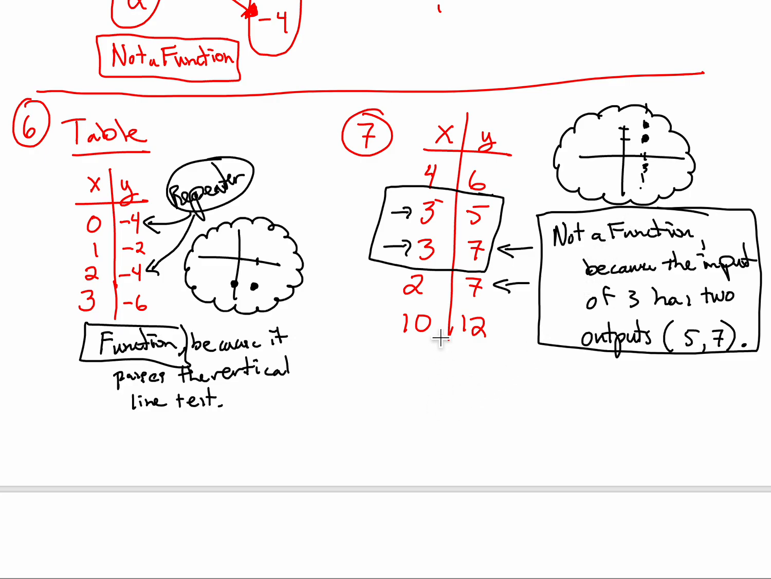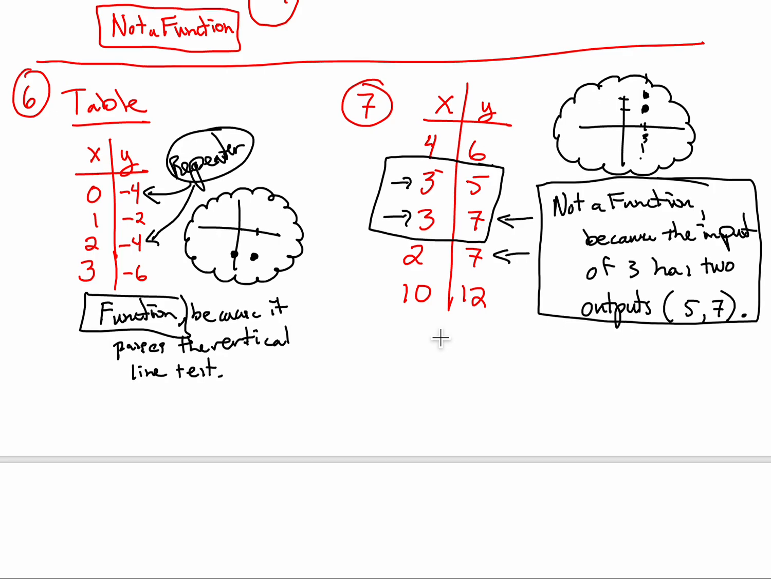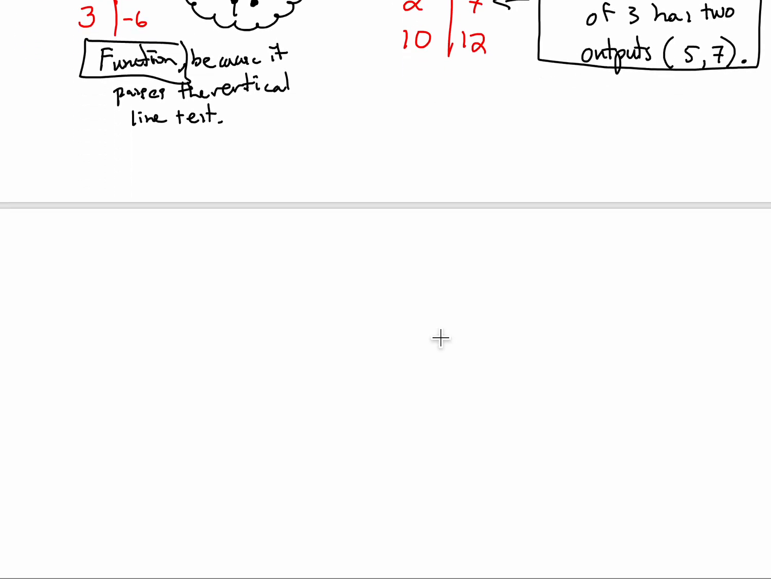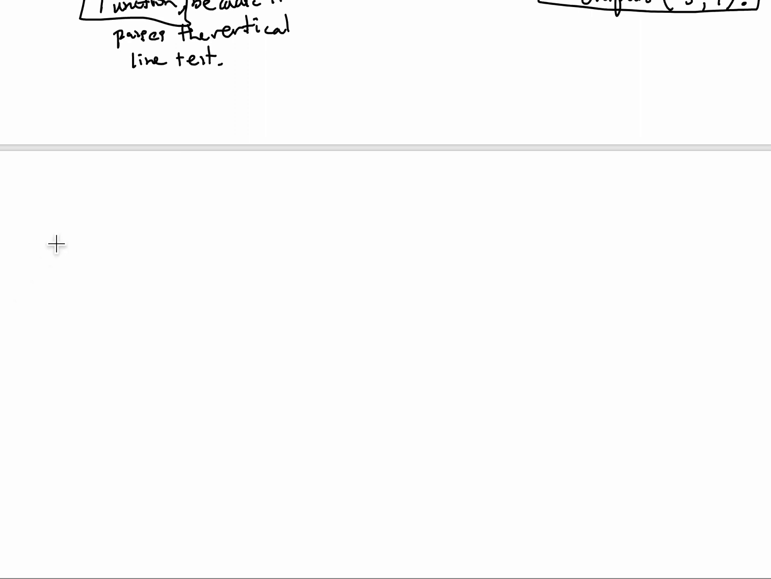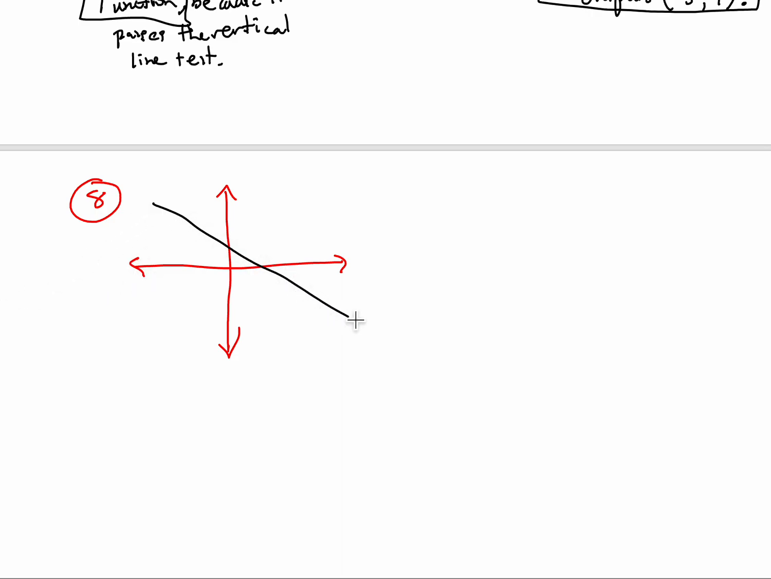Now, let's do one last one. And this is a graph. Which number was that? Now it's 7, so this one is 8. So if given a graph, and here is my graph, so it's a little different than before. Is it a function or not? So again, I'm going to use my vertical line test, and I'm going to test.